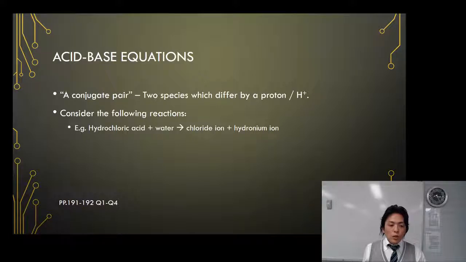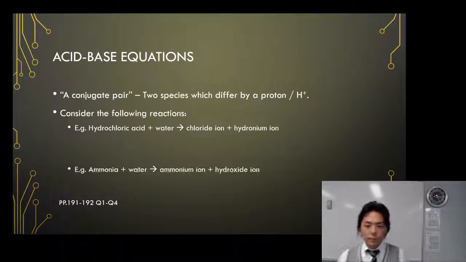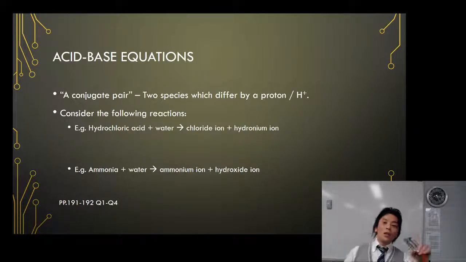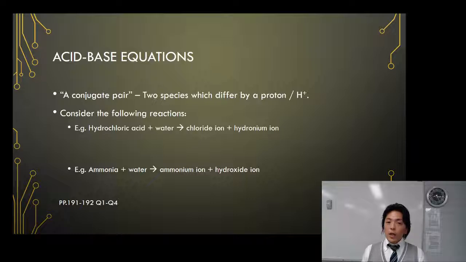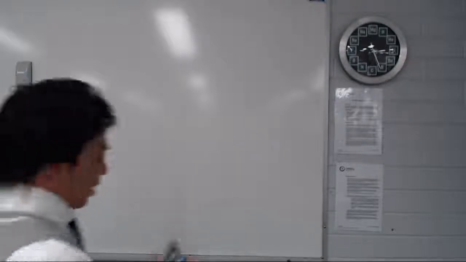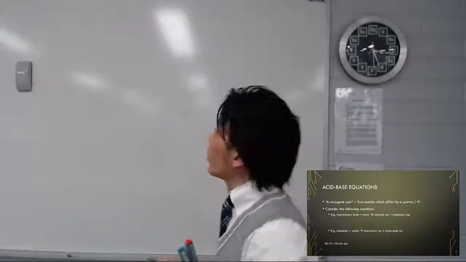Consider the following reactions. Let's write it down as an equation. Hydrochloric acid and water, that's what we are trying to react. You get chloride ion and hydronium ion. Let's also identify the conjugate acid and base in this equation. There's another equation too: ammonia and water. When they react, which one would be the base, acid, and conjugate base? All right, firstly, hydrochloric acid and water.